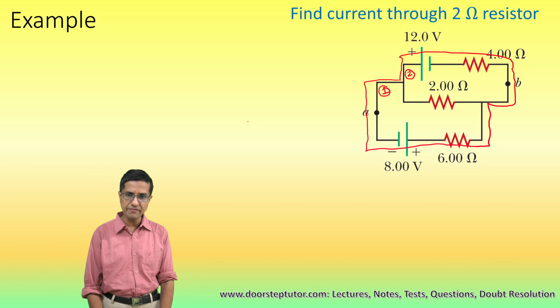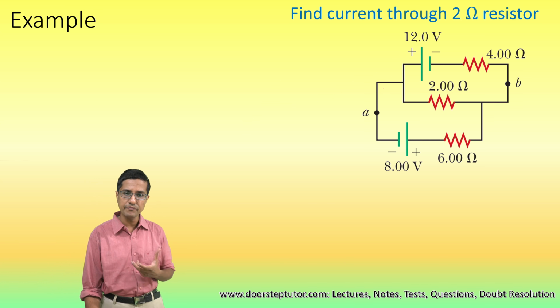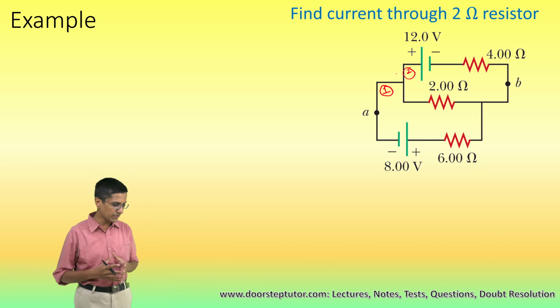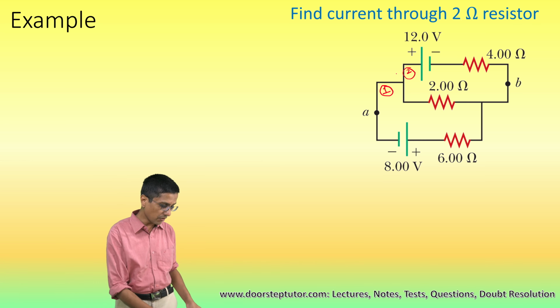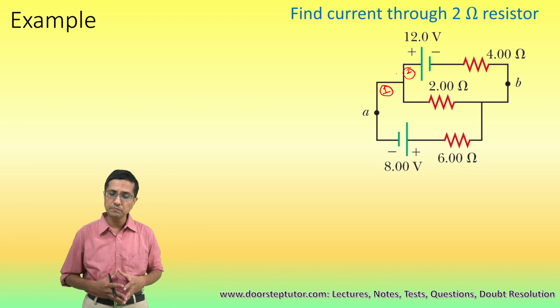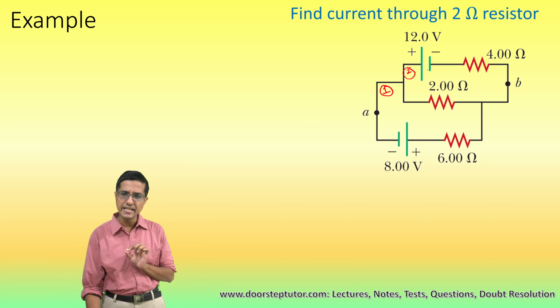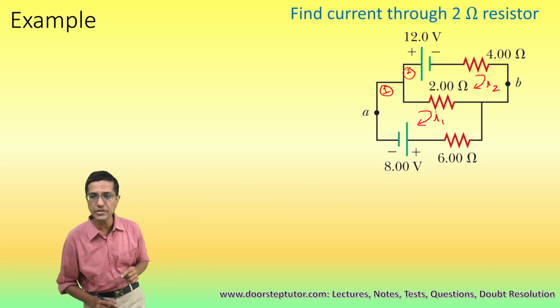So now that we have identified what is meant by meshes, I can assign numbers to those meshes. So there are 2 meshes, 1 and 2, that I can point out here. Now the next thing that we do in the mesh method is very similar to the Kirchhoff voltage analysis. The only difference is that instead of assigning currents to the individual wires, we are assigning the currents to these meshes. So there is a mesh current I1 flowing in mesh 1, and there is a mesh current I2 which is flowing in mesh 2.